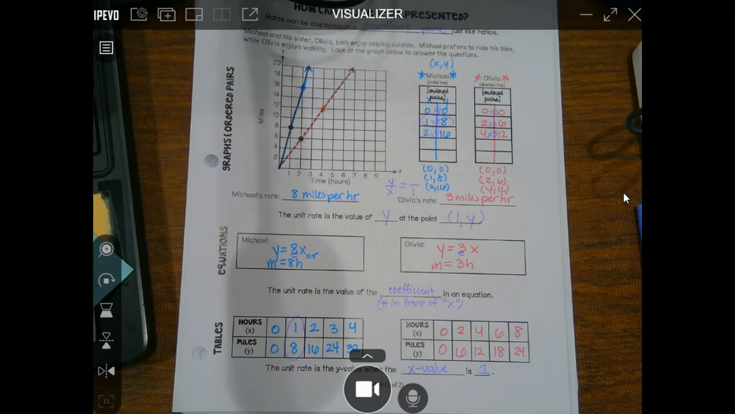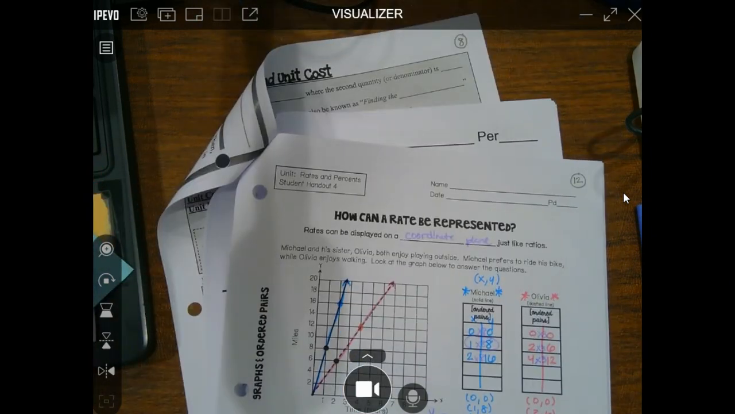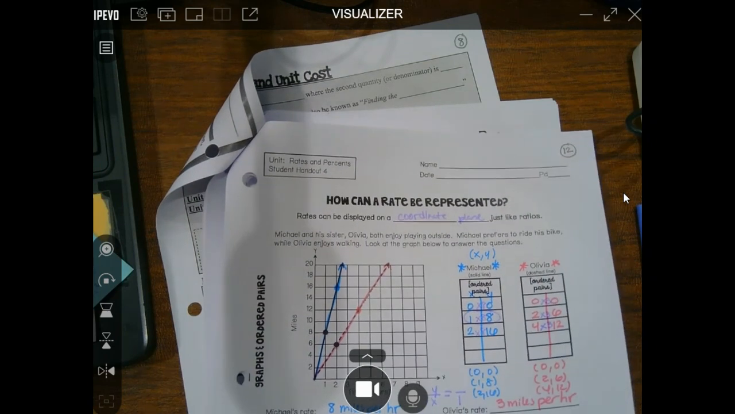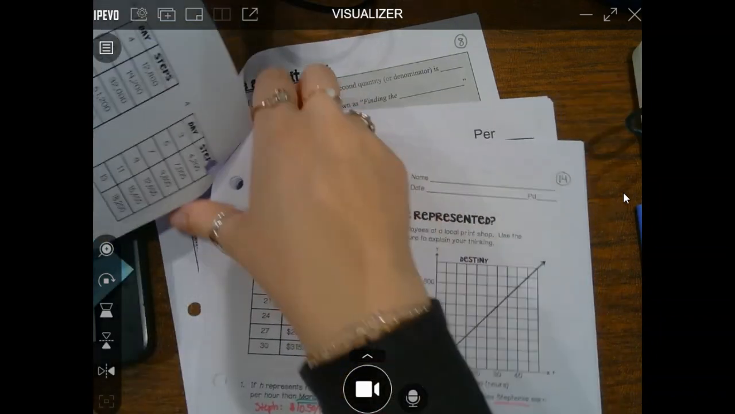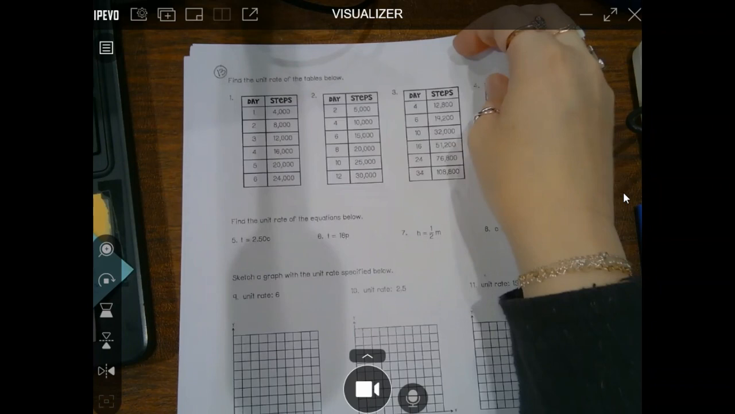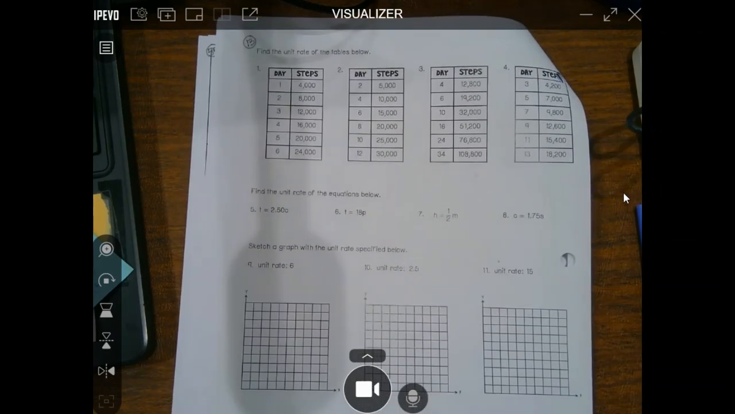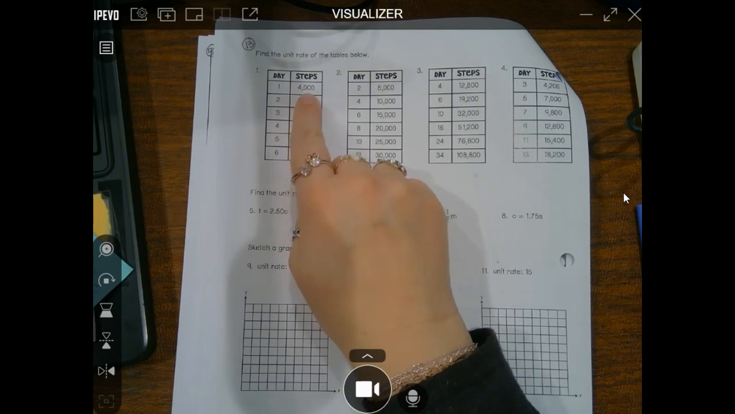All right. Hopefully that made a little bit of sense. Let's practice some harder ones. Okay, if we turn the page. This time they're going to give us tables, and from those tables, we're going to have to try to figure out the unit rate. Okay, so what are you doing each time to the x to get that y?